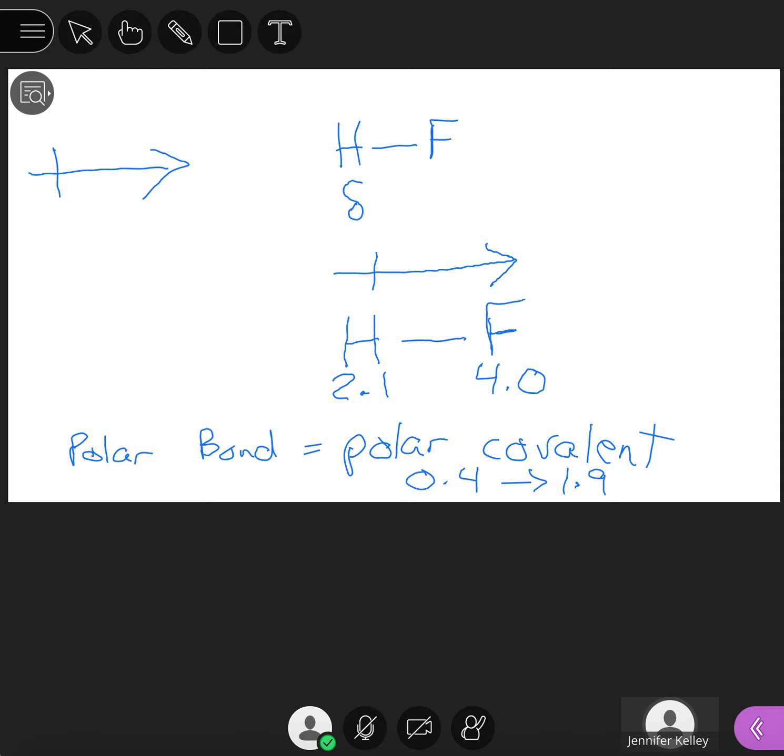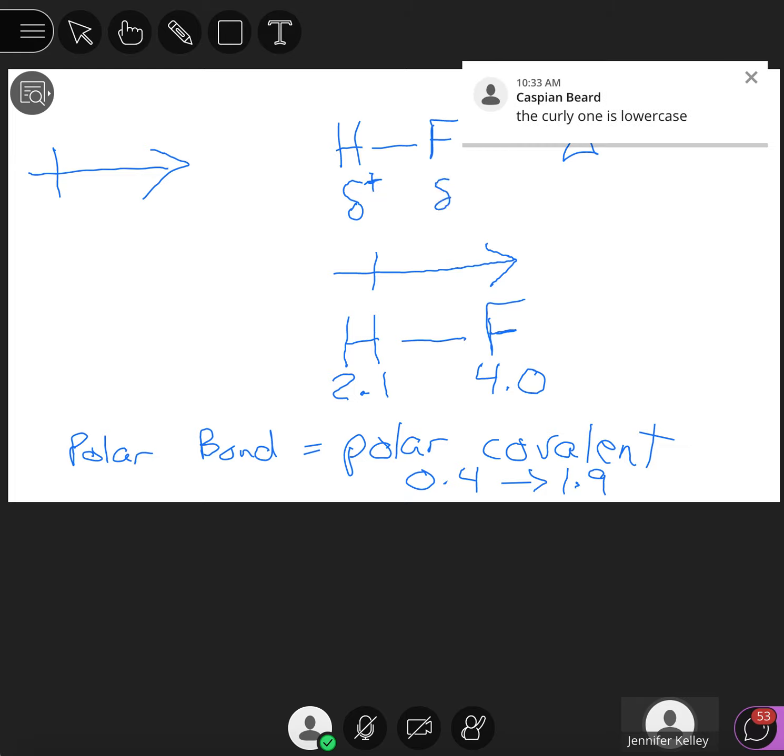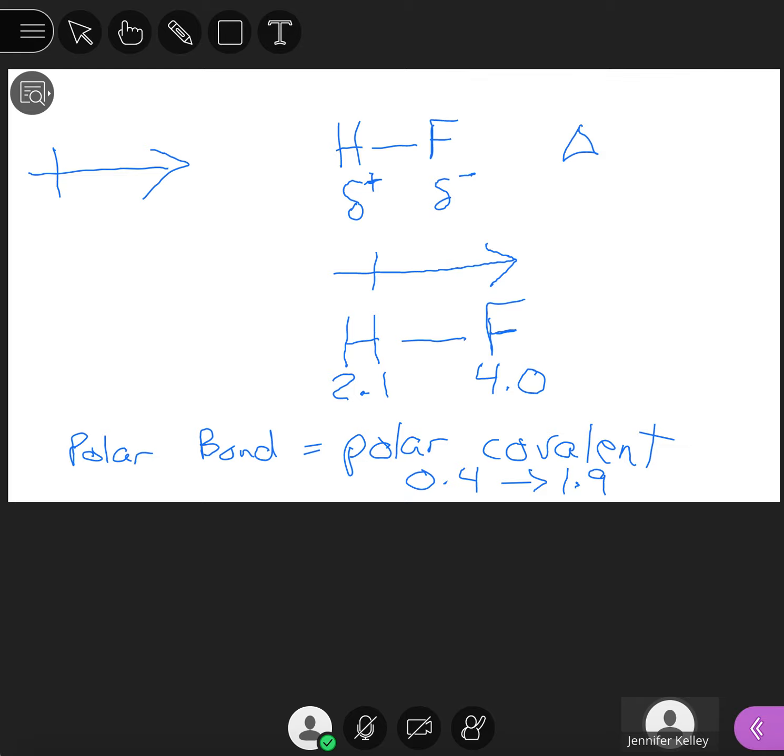Now there's another way that they show it, and that would be with a delta sign. This is also a delta sign. This is a different kind. One is uppercase and one is lowercase. I think the one I'm drawing now is uppercase. I don't know. I should probably look into that. There we go. The curly one's lowercase. Okay, thank you. Now I know. Okay, so you do delta plus on the one that's less electronegative and delta minus on the one that's more electronegative. So that's another way to draw that out.